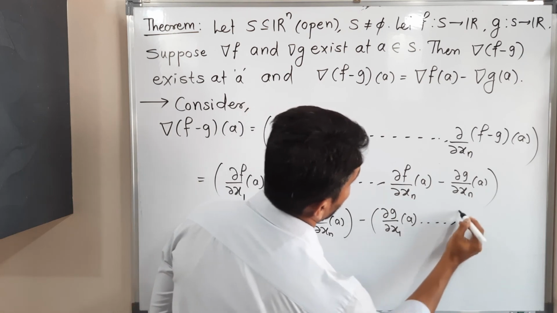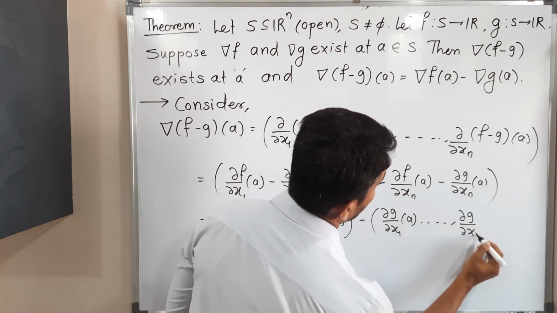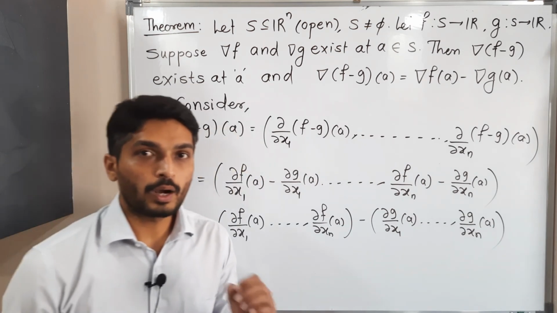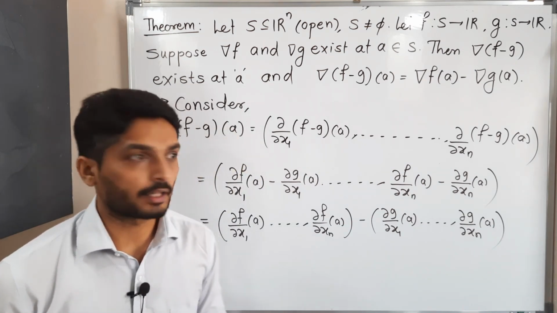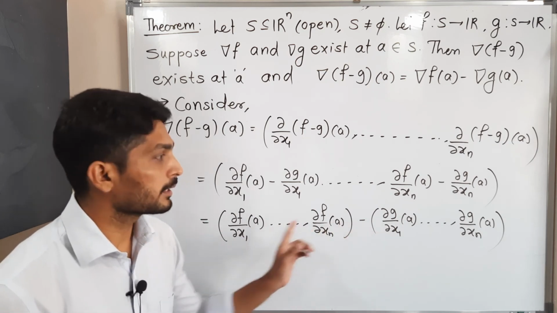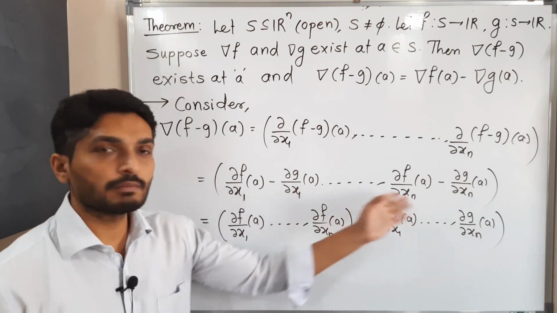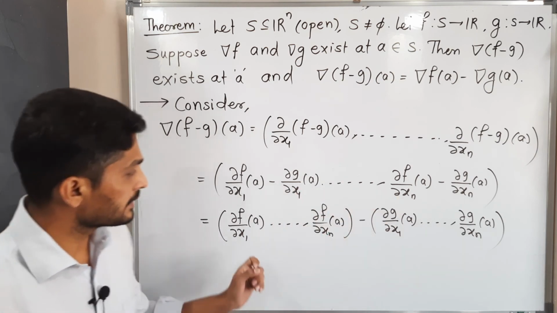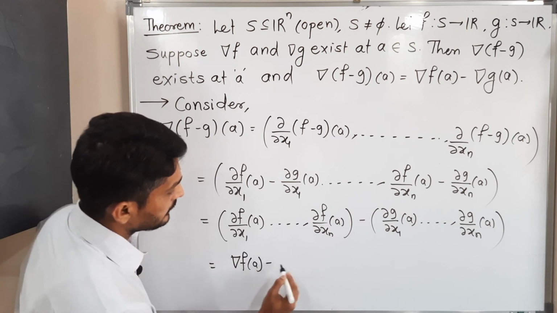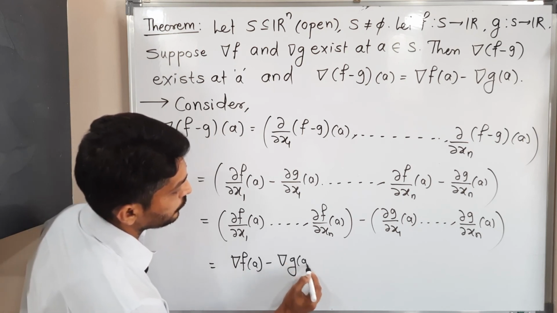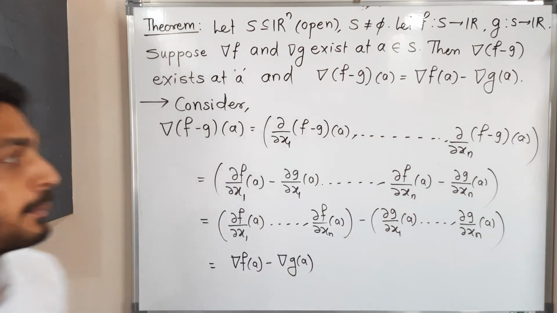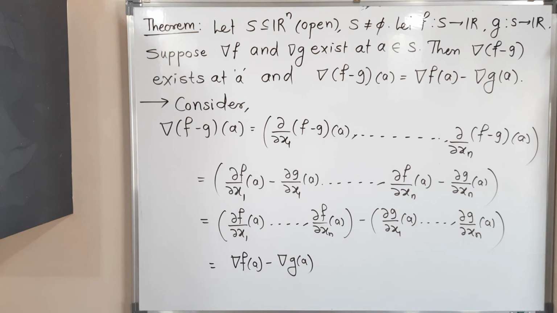I hope all of you are getting what I am doing here. So you know how to subtract one element of Rn from another element of Rn: component-wise subtraction, first component minus first component, second component minus second component. So again we will have the same thing, right? And this is nothing but del f of A minus del g of A. So that means we proved the same thing. So in this way we completed this theorem. Thank you. Bye bye.